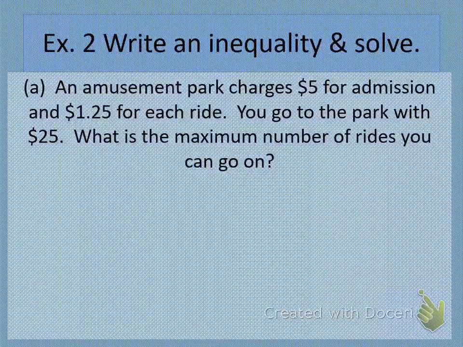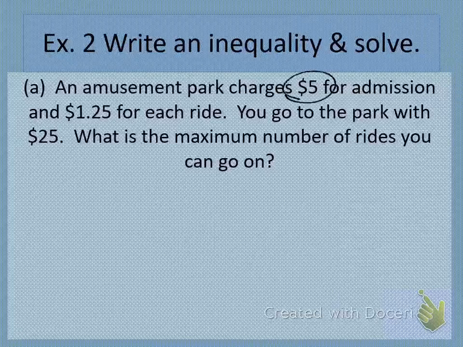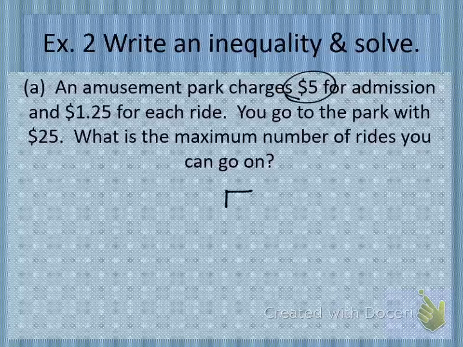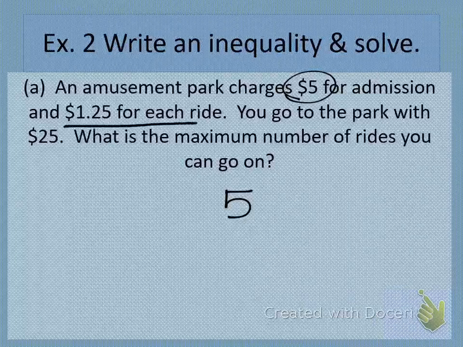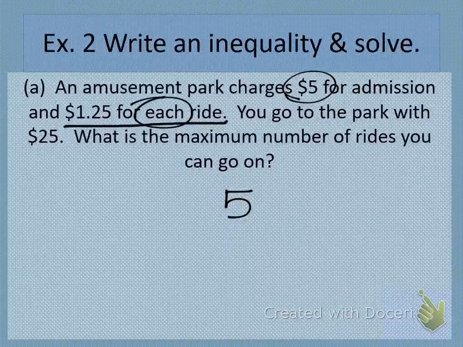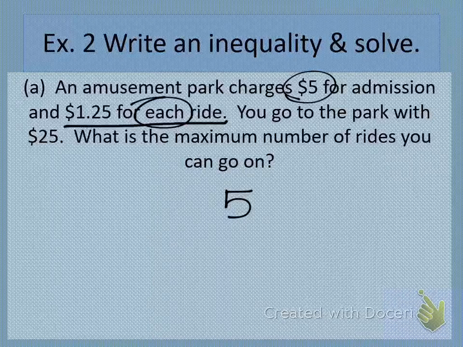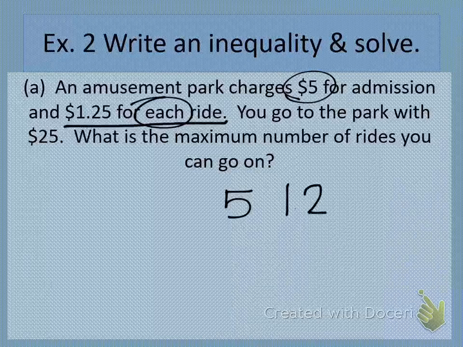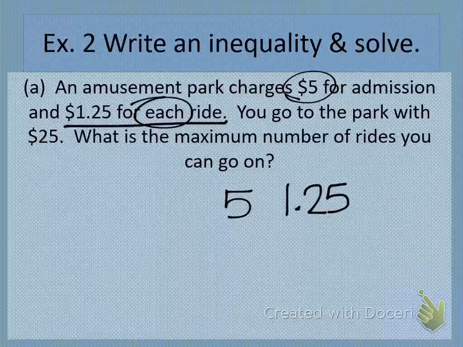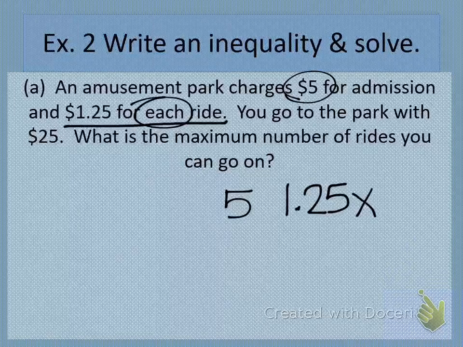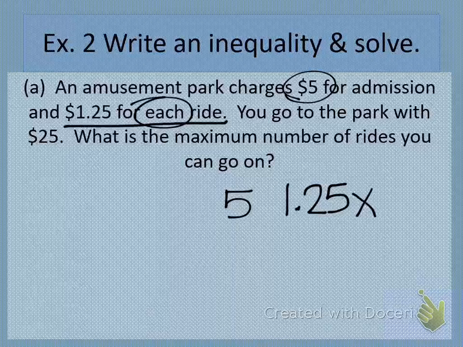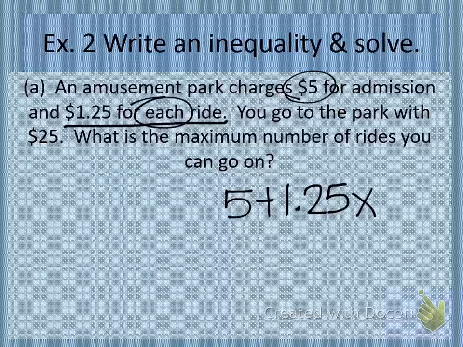Okay, now first of all, $5. How many times are we paying that $5? Once. So let's just write it down one time. It's then going to cost us $1.25 for each ride. Now, what operation do we think of when we see the word each? Multiplication. So it's $1.25 x, because it's $1.25 per ride. Now, are we adding these two things together or are we subtracting them? Because I got to pay $5 to get in the park and then I got to pay $1.25 per ride.